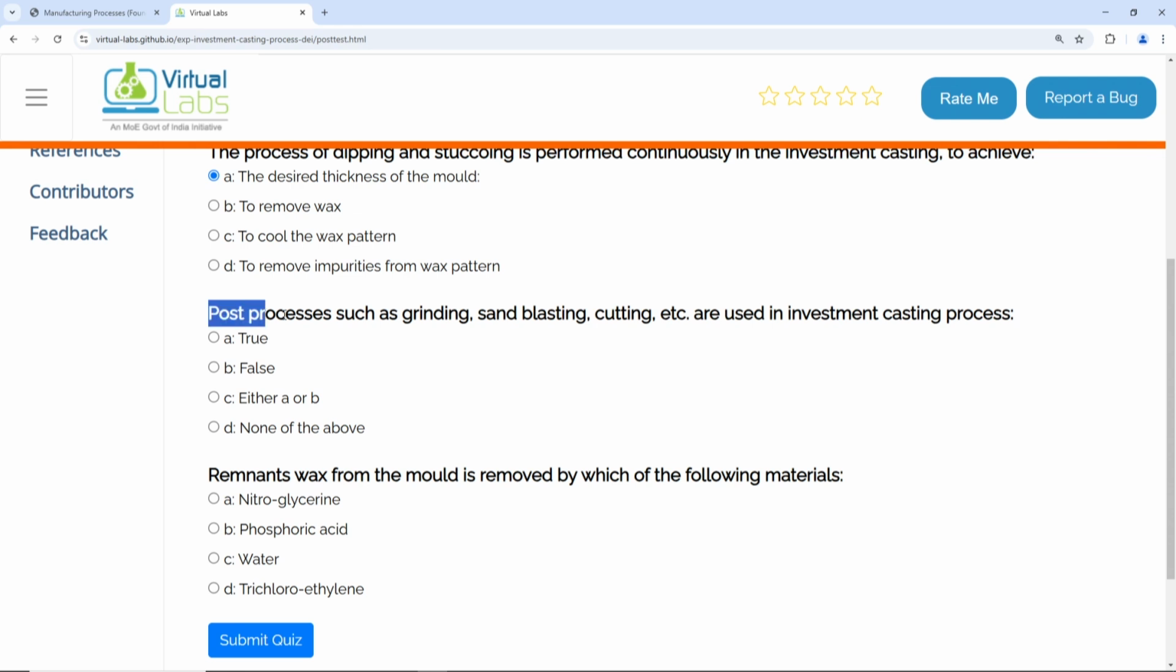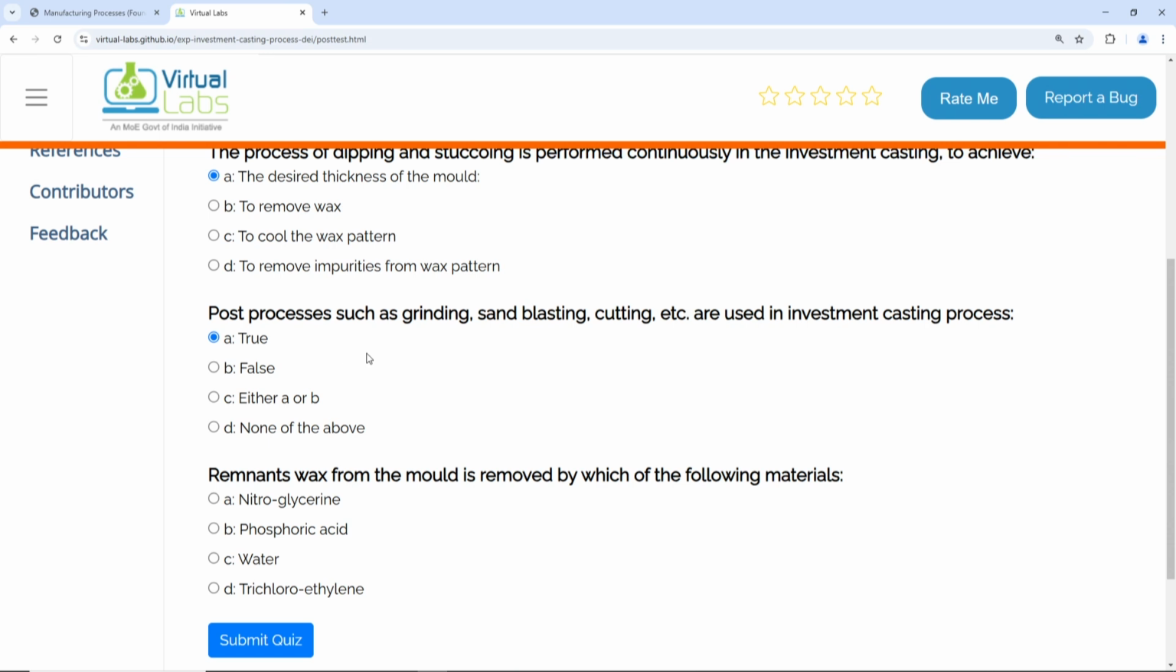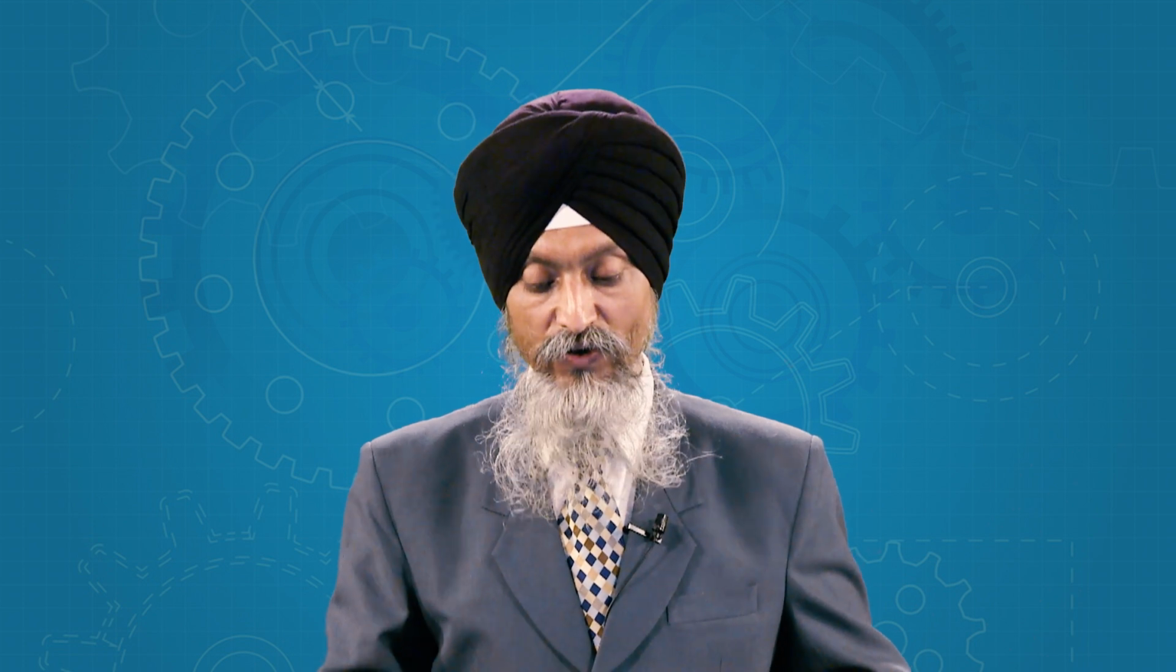Post processes such as grinding, sandblasting, cutting, etc. are used in the investment casting process. Yes, those are used because post processing is required to get the final finish, final corners, final sizes, which could be sandblasting to descale it, grinding so that the final surface finish is obtained, or cutting to remove the unwanted material or any projections which are there. So these are all used.